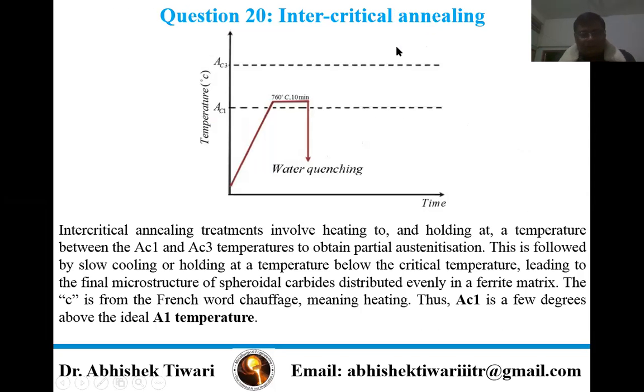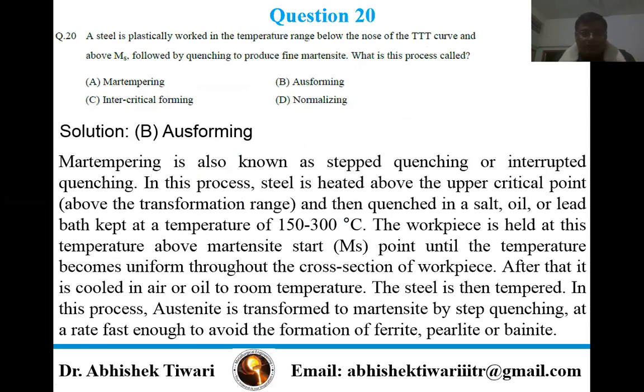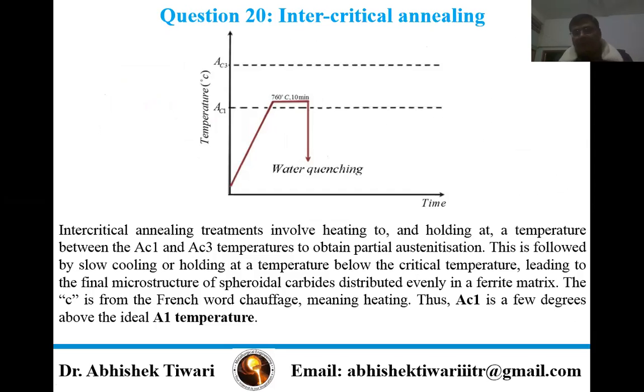Intercritical. In the question it is actually written intercritical forming. There is no term like intercritical forming, but we have intercritical annealing. So this is the typical process for intercritical annealing. Intercritical annealing involves heating to and holding at a temperature between Ac1 and Ac3 temperatures to obtain partial austenitization, followed by slow cooling or holding at a temperature below the critical temperature, leading to a final microstructure of spheroidal carbides distributed evenly in a ferrite matrix.